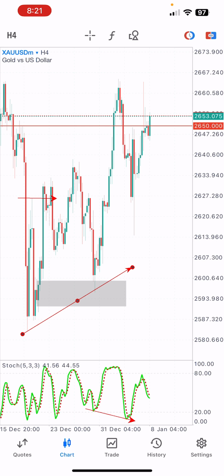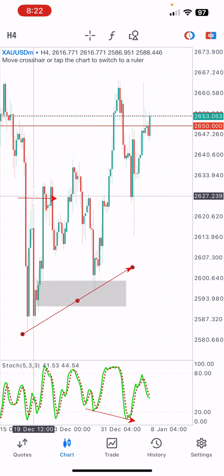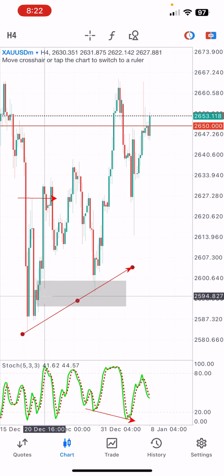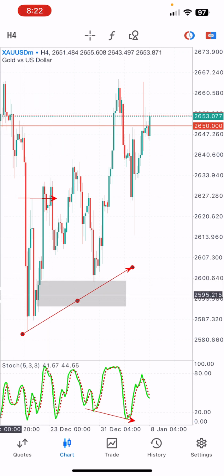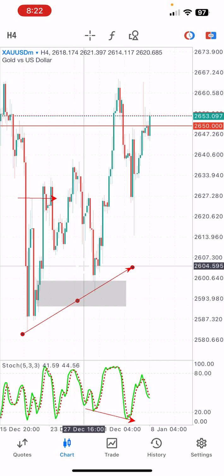So as you can see here, your stochastic oscillator divergence with your order block makes this setup 90% effective. Once I see something like this, I will make my entry immediately. Once the market taps into this order block, I will make my entry right here. Once the market starts going in profit, I will add more entries.